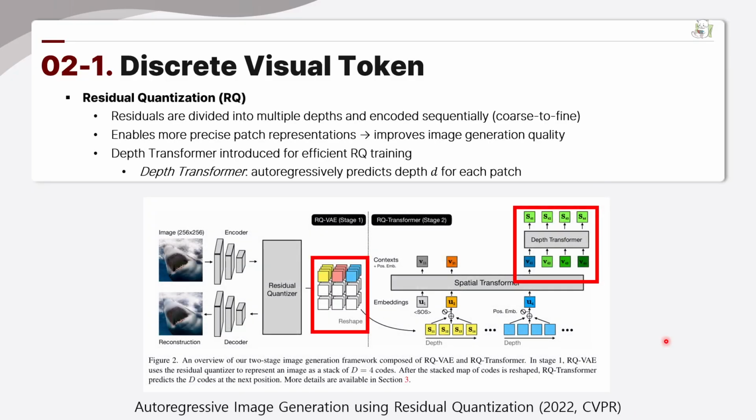To address this problem, residual quantization was introduced. Residuals are divided into multiple depth levels and encoded sequentially in a coarse to fine manner. This allows for more precise patch representation and improves image generation quality. To efficiently learn this residual quantization process, the depth transformer was introduced. The role of the depth transformer is to autoregressively predict the residual codes at each depth for every patch.